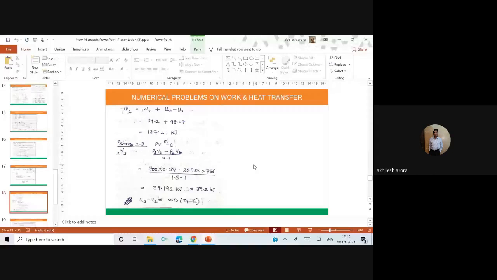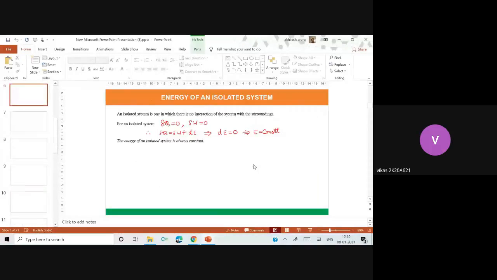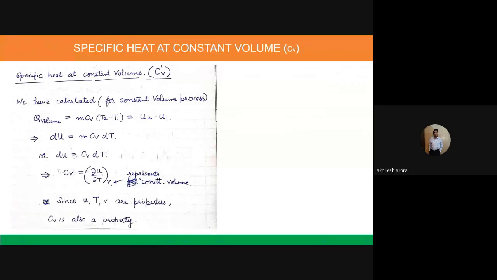Okay, can you see the screen? Yes, sir. Okay, so in the last class, we have done some numerical problem, I think. Was it a numerical problem in the last class? Yes, sir. Okay, so now let us proceed further.